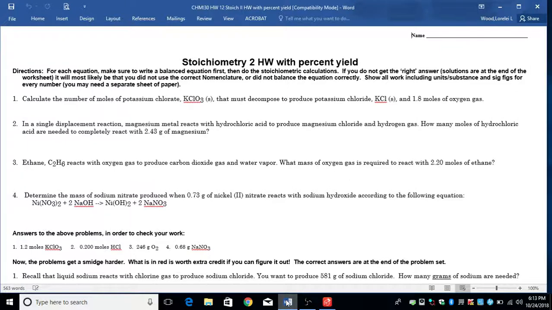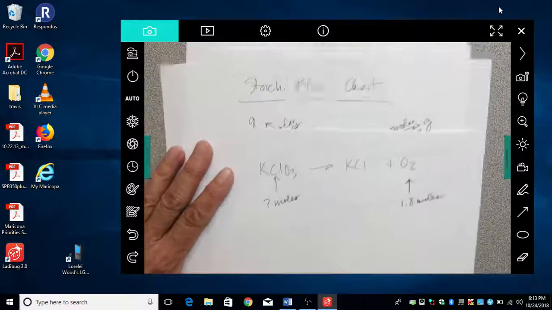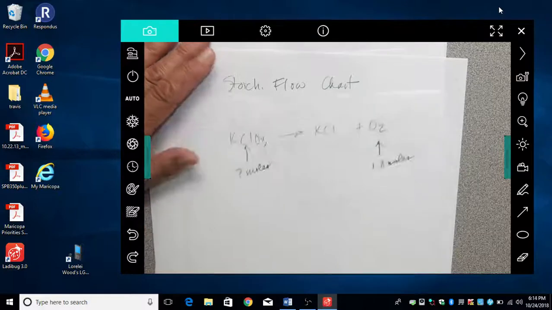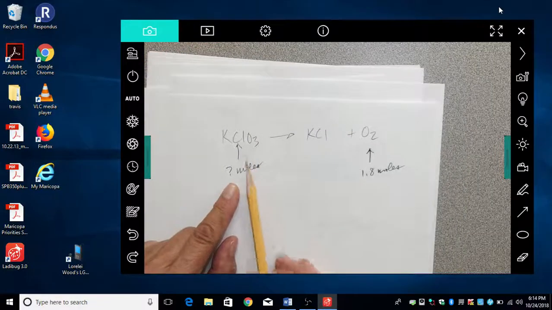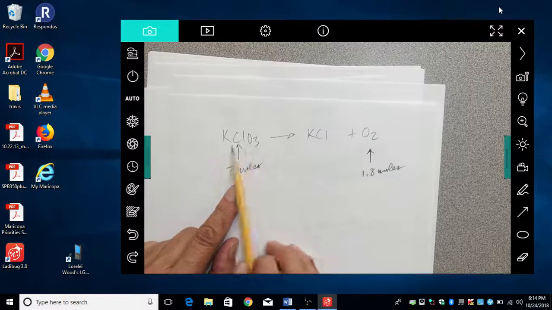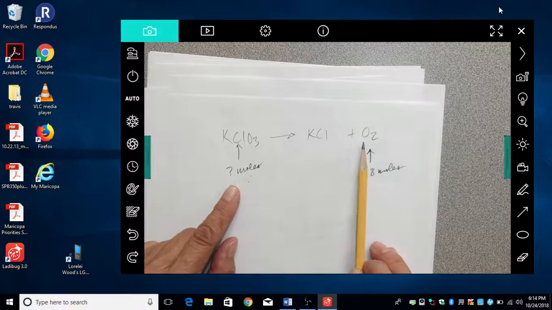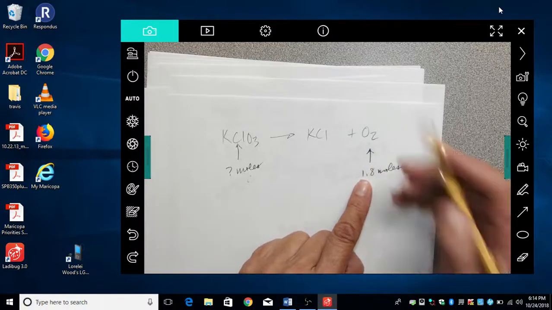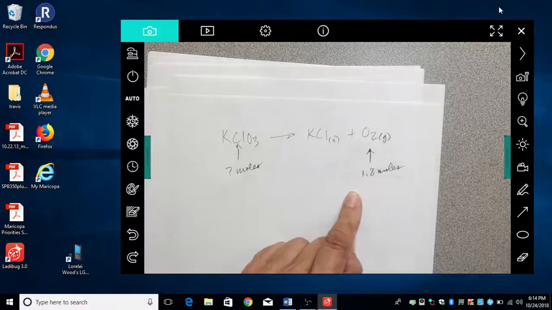All right, physics taught me how to draw pictures, and I translate that into my work in chemistry now because it seems to help me keep track of things. It also seems to help students keep track of things. So this was the problem. They want to know how many moles of this potassium chlorate must decompose. Remember, decomposition reaction. You're starting with something that's bigger. You're going to things that are smaller. And what we want to make is 1.8 moles of this oxygen gas.